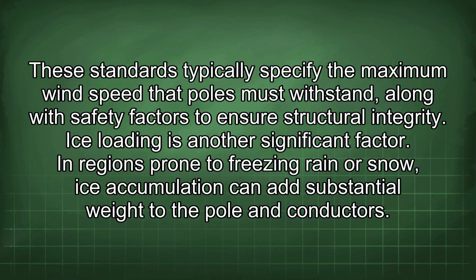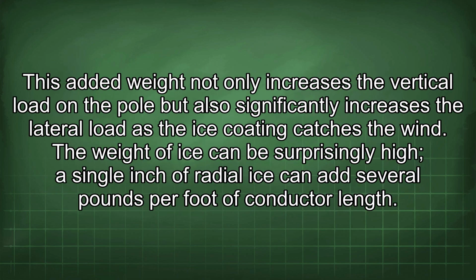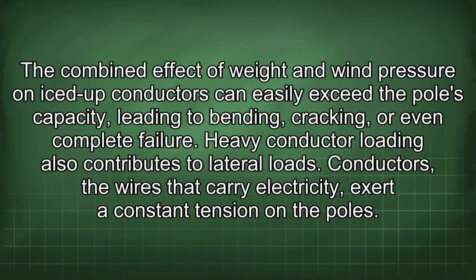In regions prone to freezing rain or snow, ice accumulation can add substantial weight to the pole and conductors. This added weight not only increases the vertical load on the pole but also significantly increases the lateral load as the ice coating catches the wind. The weight of ice can be surprisingly high. A single inch of radial ice can add several pounds per foot of conductor length. The combined effect of weight and wind pressure on iced-up conductors can easily exceed the pole's capacity, leading to bending, cracking, or even complete failure.